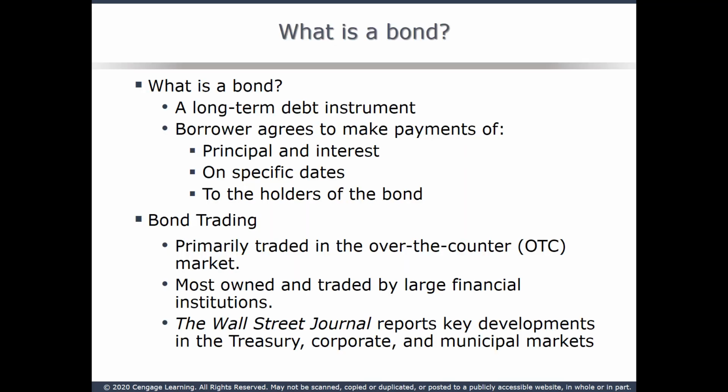So what is a bond? A bond is a long-term debt instrument issued by corporations, governments, and government agencies to raise funds. Bonds are interest-only loans. The issuer agrees to pay interest periodically and to return the principal at maturity. Bonds are called fixed-income securities. Most bonds are traded over the counter among large financial institutions. The Wall Street Journal does report key stats on treasuries, corporate, and municipal bonds.